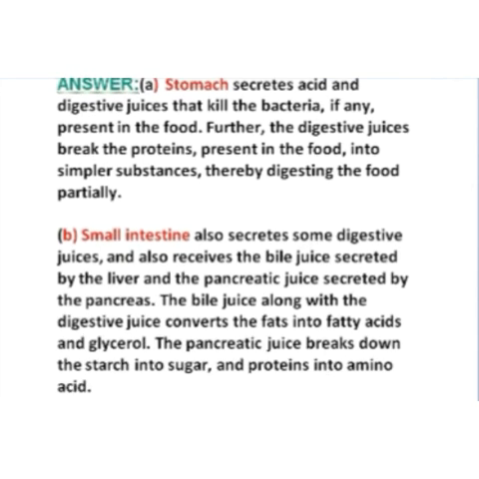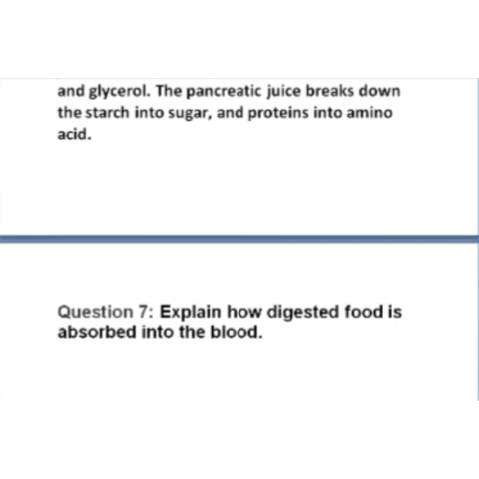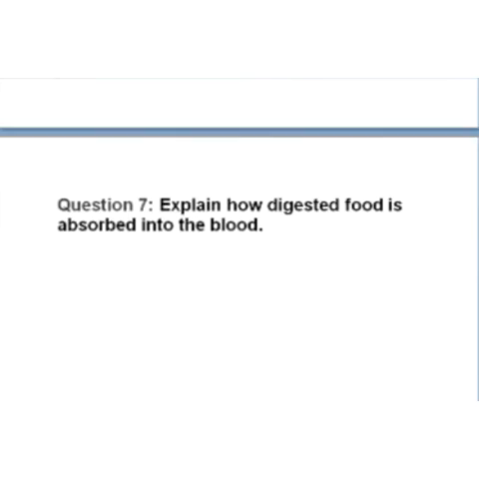Then the function of the small intestine is that it also secretes some digestive juices and also receives the bile juice secreted by the liver and the pancreatic juice secreted by the pancreas. So students, the bile juice along with the digestive juice converts the fats into fatty acids and glycerol. The pancreatic juice breaks down starch into sugar and proteins into amino acids. So this is the role of the small intestine. So I hope everyone is understanding. Students, if there is any kind of doubt, you can ask me or call me anytime, right? After watching this video, you can note down the answers in your notebook.